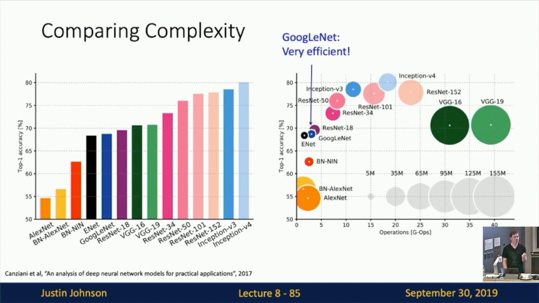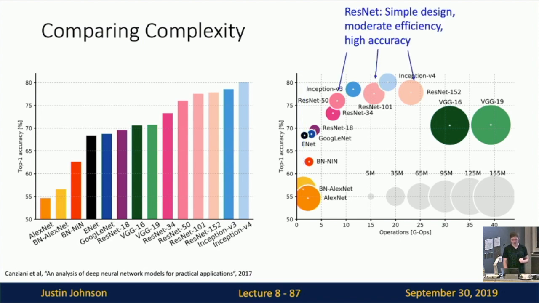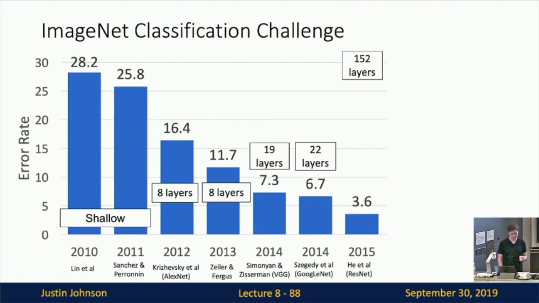GoogleNet is very small, very efficient, but not quite as high performing as some of the later networks. AlexNet, down here in the corner, is very low in compute, lower than any of the other variants that we see here, but it still has quite a lot of parameters due to the large fully connected layers. And we can see that residual networks give us a fairly simple design, moderate efficiency, but are able to give us high accuracy as we scale to deeper and deeper residual networks.